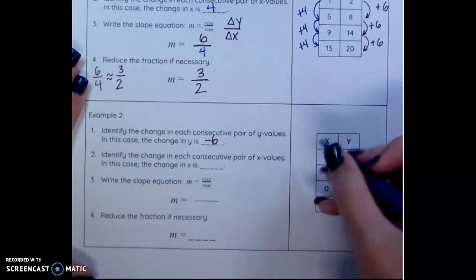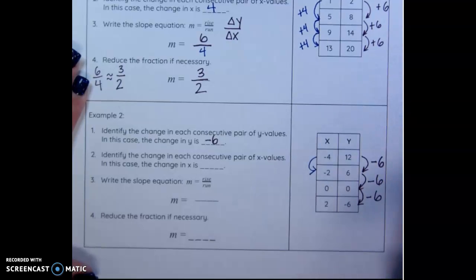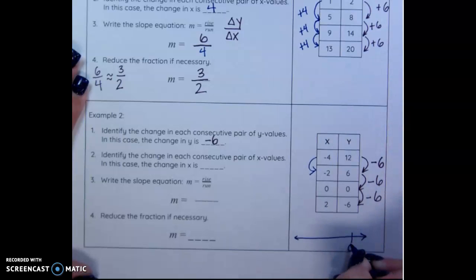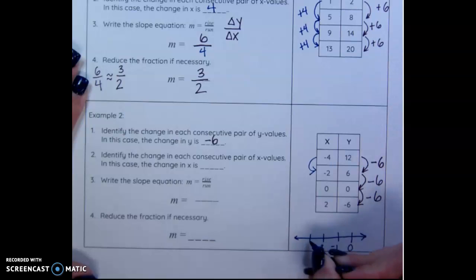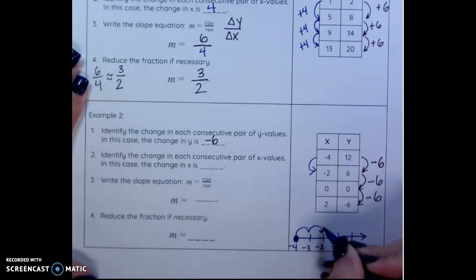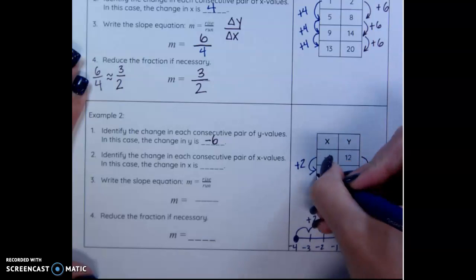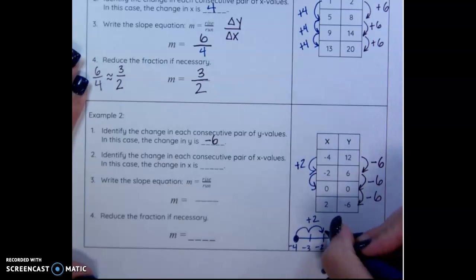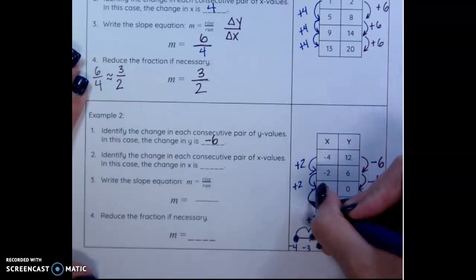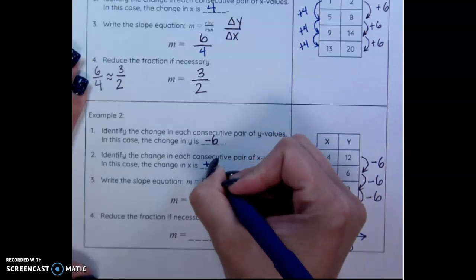Now let's do our change in x. To get from negative 4 to negative 2, is that going up or down? On our number line, if this is 0, negative 1, negative 2, negative 3, negative 4, going from here to here, that's getting more positive. So this one is plus 2. From negative 2 to 0, that's plus 2. And then from 0 to 2, still plus 2. So my change in x is plus 2.